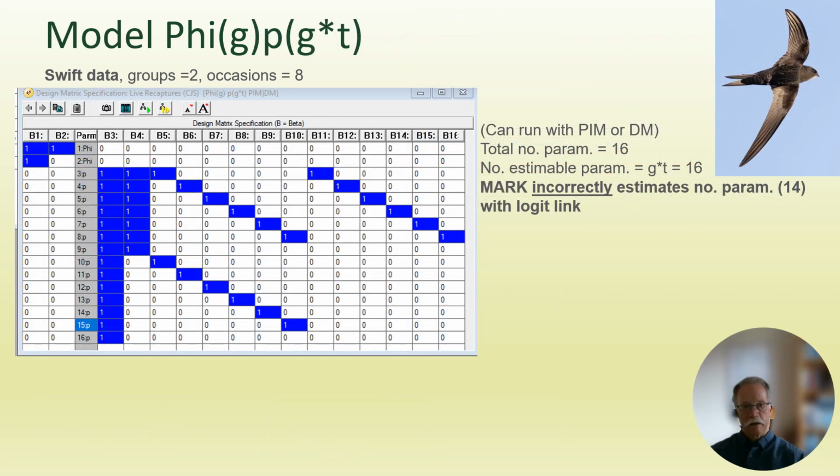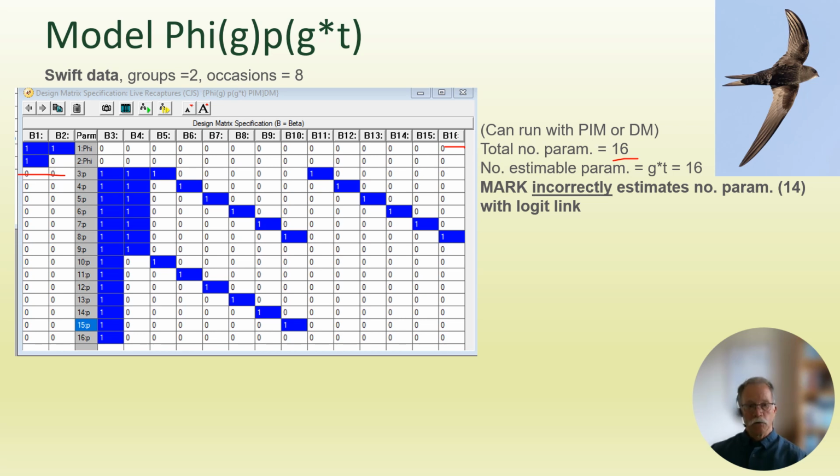So now let's look at model phi g p g times t, and a couple of interesting things happen here. First of all, note that the total number of parameters is just 2 for phi, because we have phi g, and then 14 for p. So that gives you a total of 16. And of course, there's no problem with intrinsic non-identifiability in this model, because there's no t associated with phi. So the correct number should be 16.